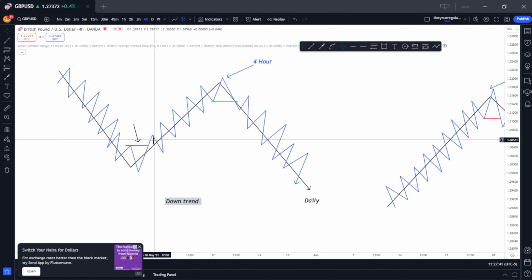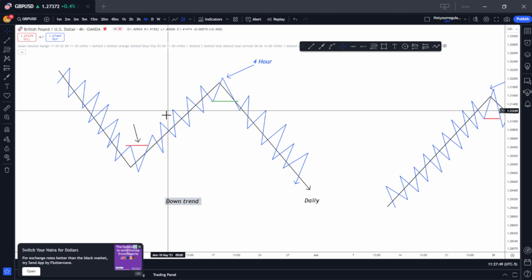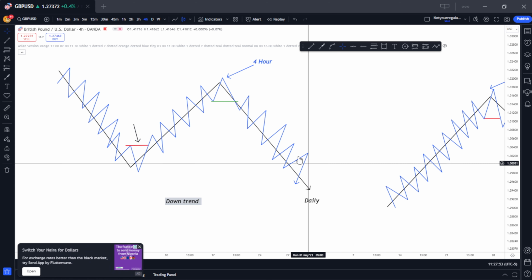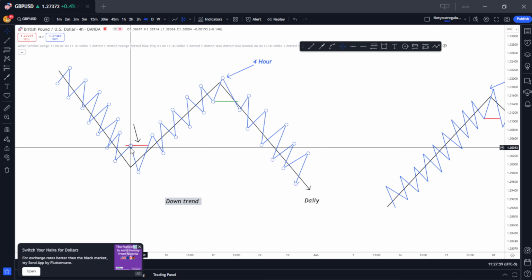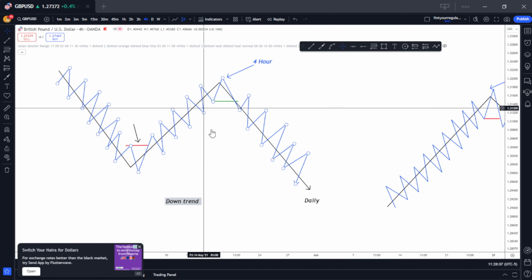So what will price do? Price will start creating new lower time frame or internal structure, higher highs, higher lows, until it takes enough liquidity to then resume the trend. So a counter trend BOS on the lower time frame signals a pullback on the higher time frame structure. That's this pullback right here.